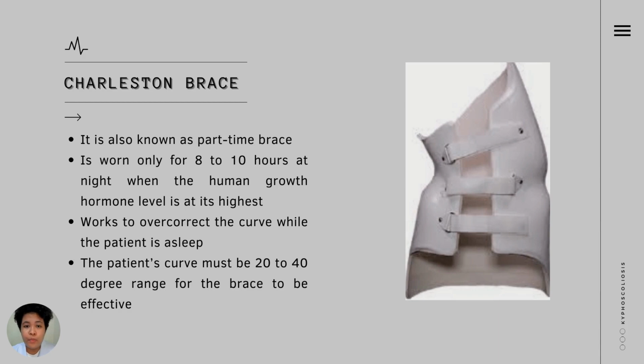Next is Charleston brace. From the word part-time brace, it is only used for 8 to 10 hours a day, during the night. It is worn during the night because the human growth hormone is high at night, but this is used only by patients who have a curve within the 20 to 40 degree range.